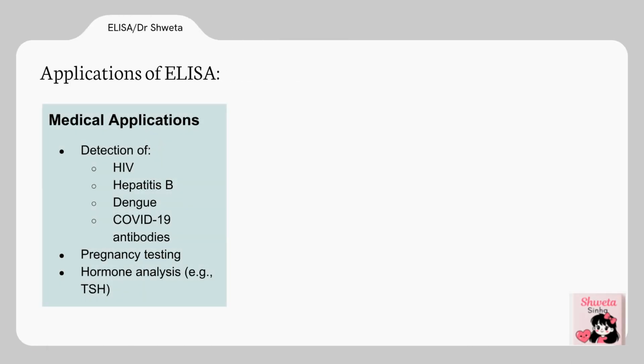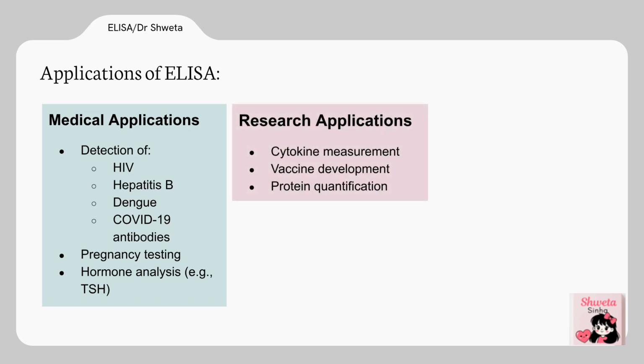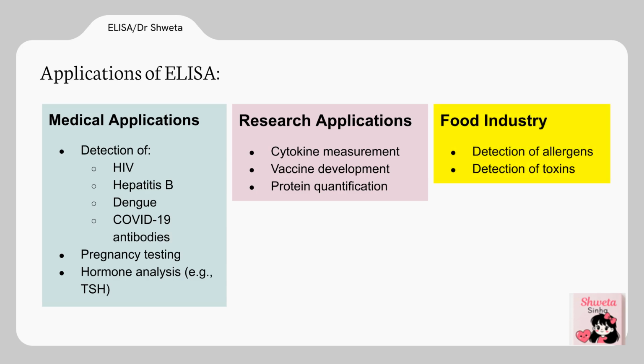ELISA has diverse applications. In medicine, it is used for detecting diseases like HIV, hepatitis B, dengue, and COVID-19 antibodies, as well as pregnancy testing and hormone analysis. In research, it is used for cytokine measurement, vaccine development, and protein quantification. In the food industry, it detects allergens and toxins.